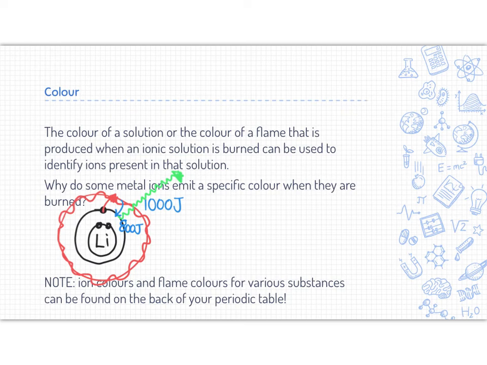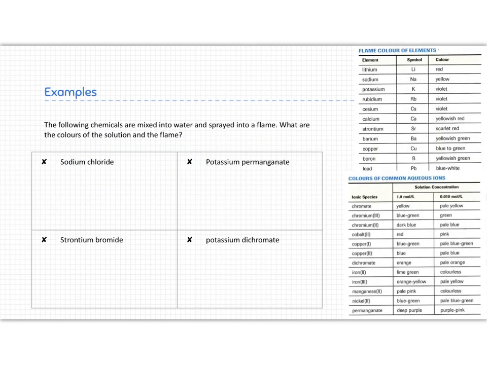Different flame colors are listed on the back of your periodic table, but there's also ion colors in aqueous solution, so be careful which table you're looking at. Let's use that right now. So the following chemicals are mixed into water and sprayed into a flame. What are the colors of the solution and the flame? So let's take a look at sodium chloride. Sodium chloride has Na plus and Cl minus ions. So the solution color and the flame color is what we're looking at here.